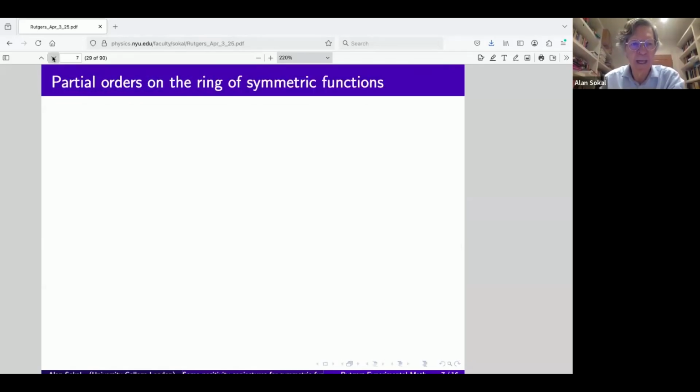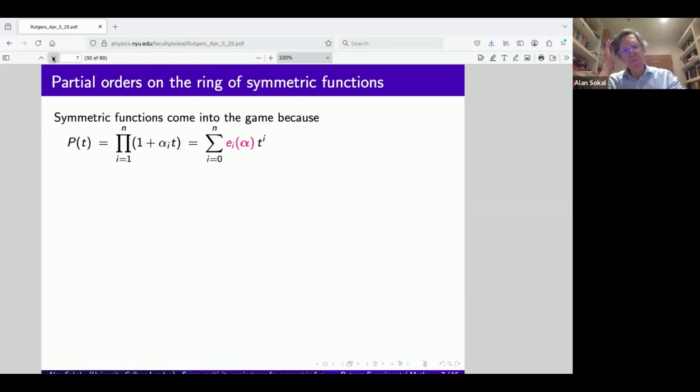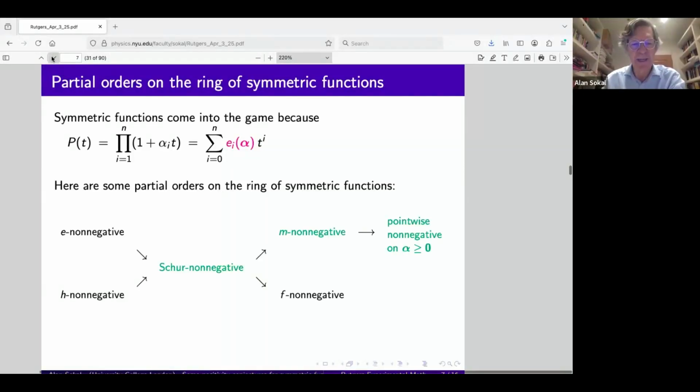Okay, so now let me just say one more thing about partial orders on the ring of symmetric functions. This will come up. Symmetric functions come into this game because, when you take a polynomial, and these alpha i's are the negative reciprocals of the roots, the coefficients of the polynomial in terms of the roots are elementary symmetric functions. So that's how symmetric functions come into the game. And so I just want to point out some partial orders on the ring of symmetric functions.